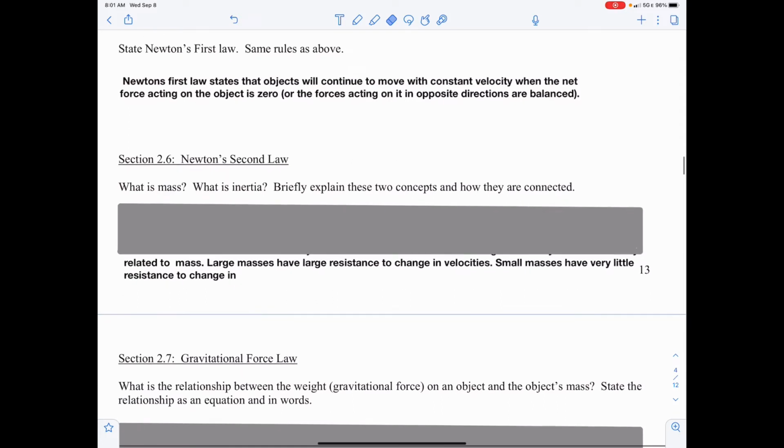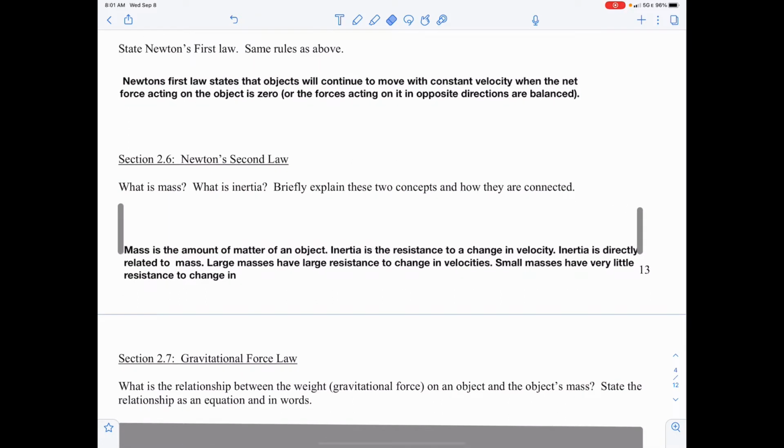What is mass? What is inertia? Briefly explain how these concepts are connected. Mass is the amount of matter of an object. Inertia is the resistance to a change in velocity. Inertia is directly related to mass. It's not equal to mass, but it's related to it, meaning large masses have large resistance to change in velocities.